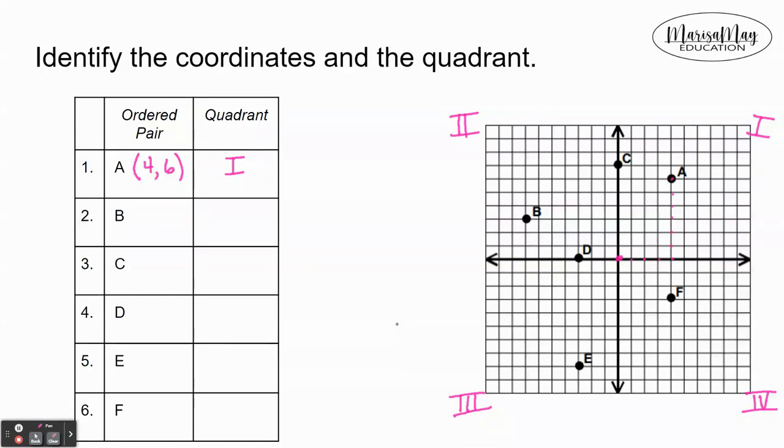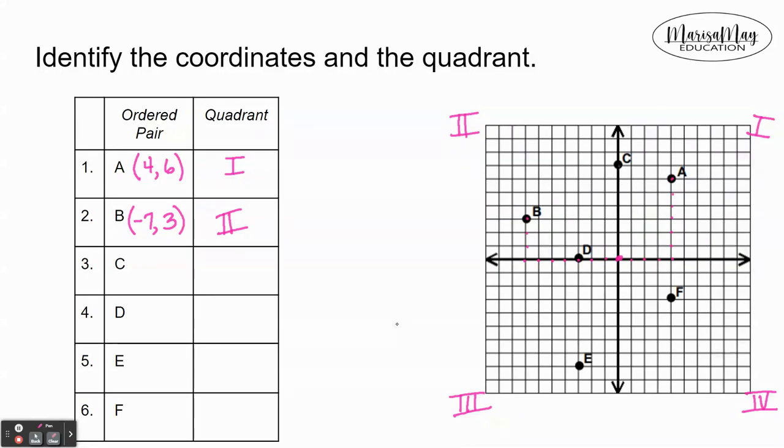Now, let's find the coordinates for B here. Notice we start in the origin again. We're going left. 1, 2, 3, 4, 5, 6, 7. And we went left 7, so that's a negative 7. And then we go up 1, 2, 3. And up again is positive 3. Since B is in the top left, we know that this is quadrant 2. And yes, we do write the quadrants as Roman numerals there.